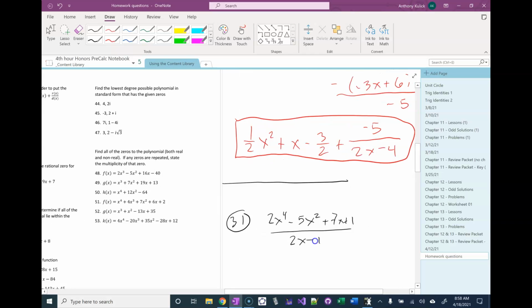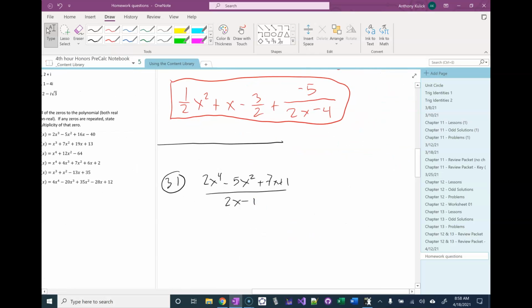So this problem we have to be pretty careful about how we're going about doing this, because you'll notice that our denominator is not monic, right? Its leading coefficient isn't 1. So we have to be a little bit sneaky about how we're going about doing this.